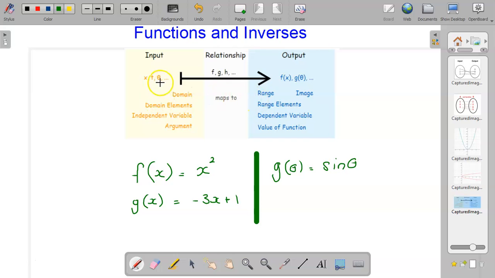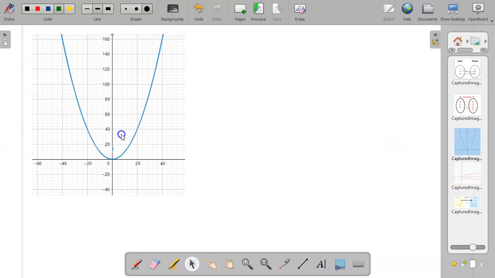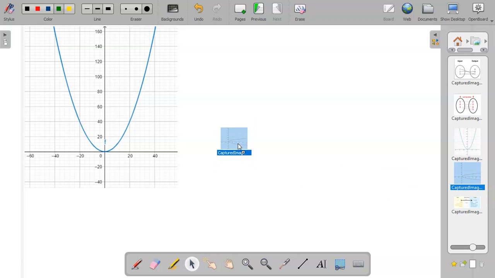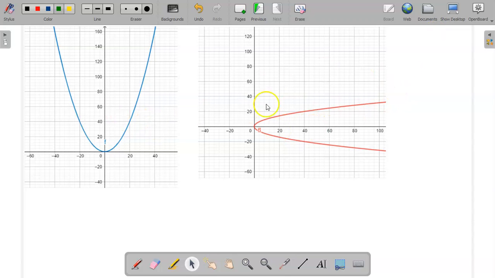Now this gives examples of how the input in this case is x, and in that case is x, and in that case is theta. What maps it is this function f, g, and in this case g, and the output I get is x squared, or minus 3x plus 1, or the sine of theta. Another way to visualize this is, let's go to another page. Let's say I wanted to determine whether something is a function or not, right? So let's just take these two examples here. These are two different graphs, okay?